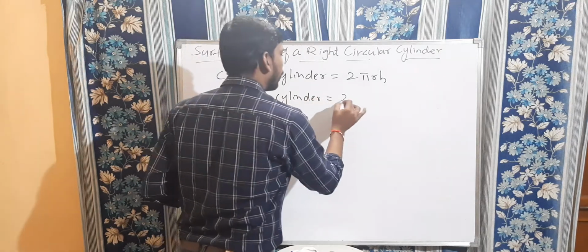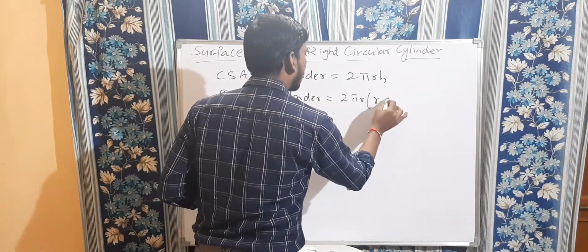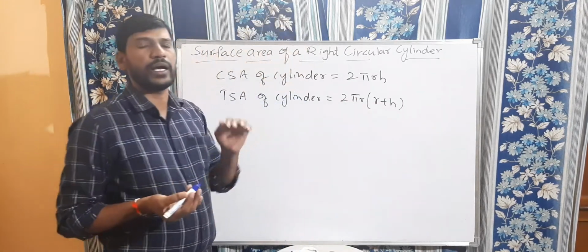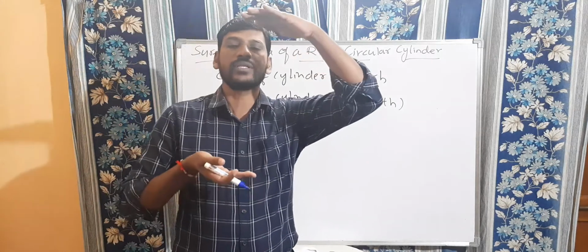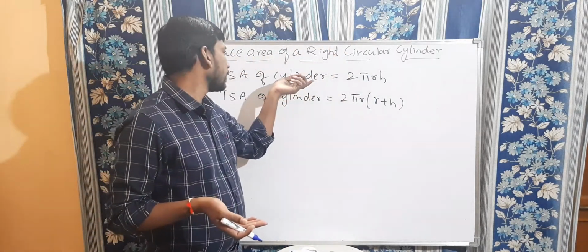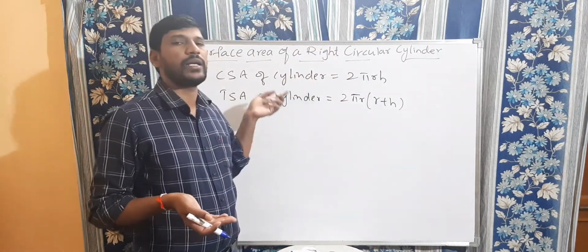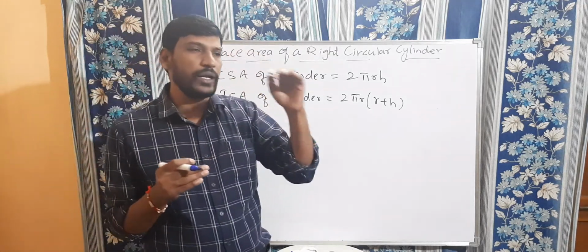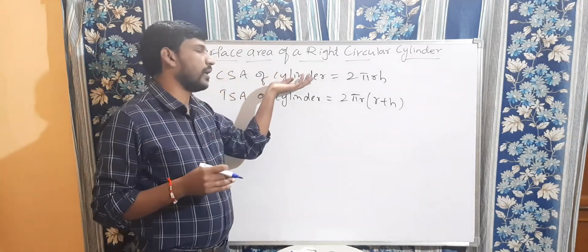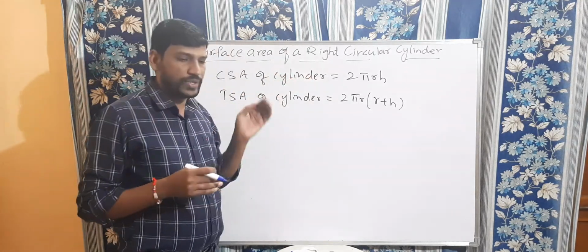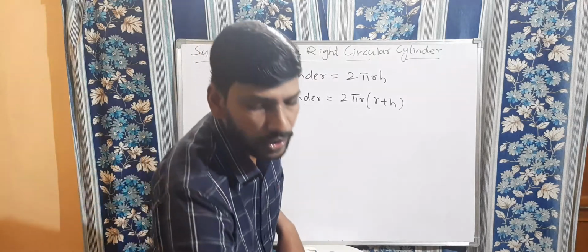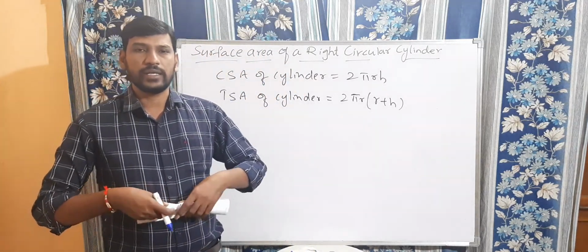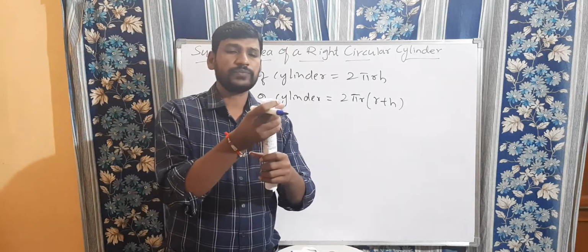2 pi r into r plus h. Here, by adding the top area and bottom area of the cylinder to the CSA of cylinder, it gives the TSA of cylinder. Clear? When you add top area and bottom area to the curved surface area of the cylinder, you will get the total surface area. Total surface area is nothing but what? Top area plus bottom area as well as curved surface area. Clear, my dear sir? So see this here, this is the cylinder.